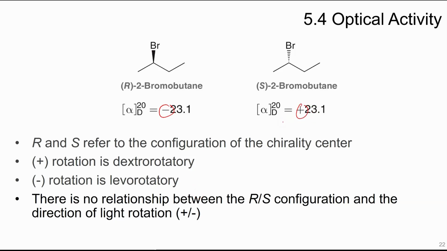So R and S refer to the configuration of the chirality center, and the plus and minus refer to which way the light is rotated. And this number here is the degrees to which it is rotated, so 23.1 degrees. And there's no relationship between R and S and the direction of the light rotation, or plus and minus. So just because this is R minus doesn't mean that all R is minus.